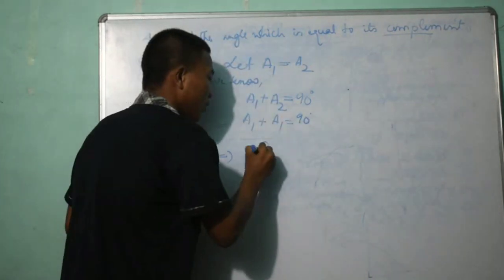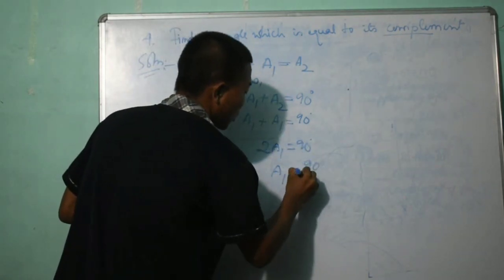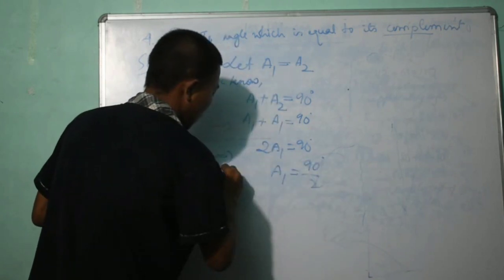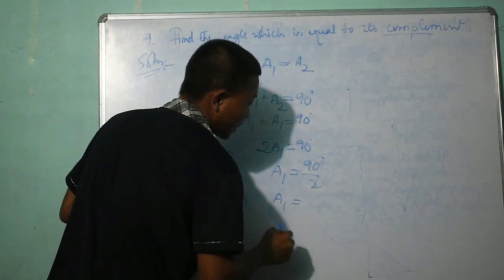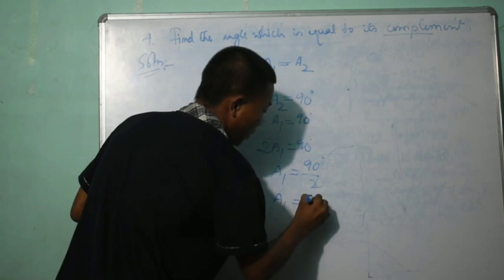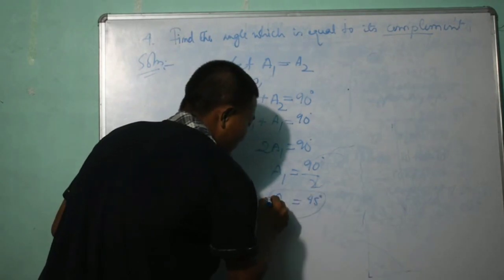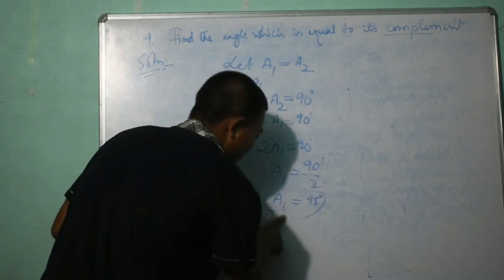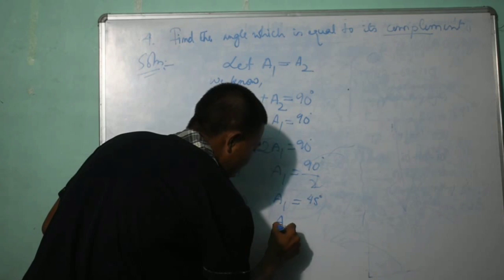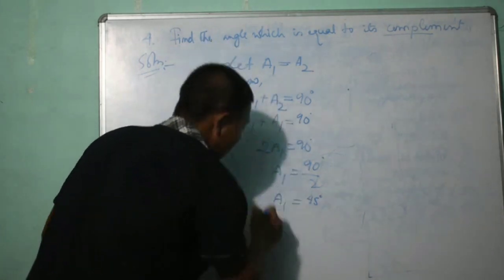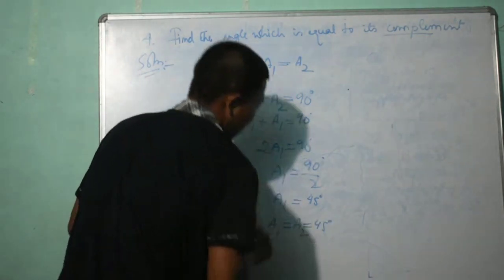A1 plus A1 will give twice of A1, 90 degree. So A1 equal to 90 by 2. 2 will go down. And at last we will get half of 90, or 90 by 2, we will get 45 degree. That means the known angle is 45, and the other one which is equal to the known angle, A2. Since angle 1 and angle 2 are equal, angle 1 equal to angle 2 equal to 45 degree.